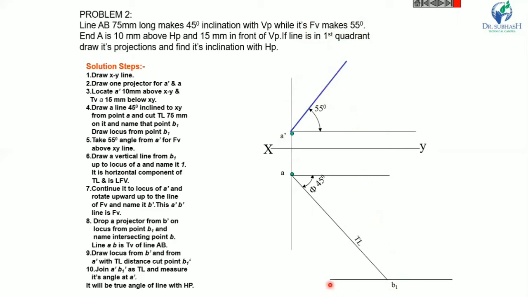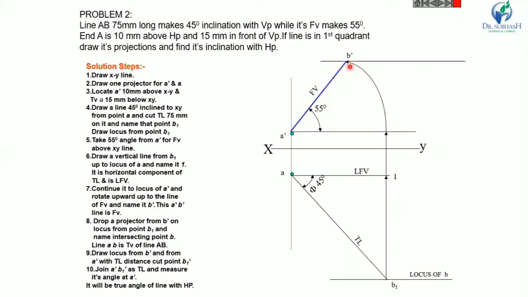So now draw first the locus of point B. Draw a vertical line from point B1. So this A1 is the LFV. Extend it up to here. Now with A dash as the center and radius equal to LFV, draw an arc. It will intersect this line at point B dash. So A dash B dash is the front view length.